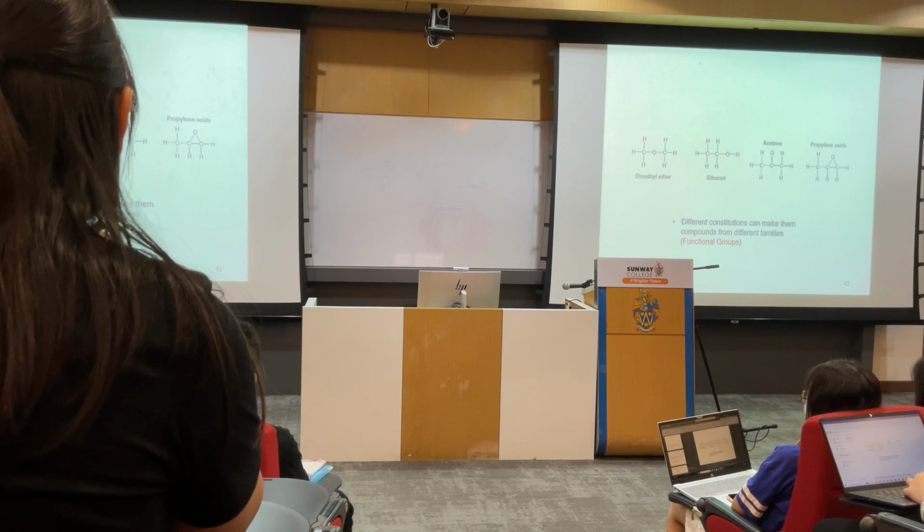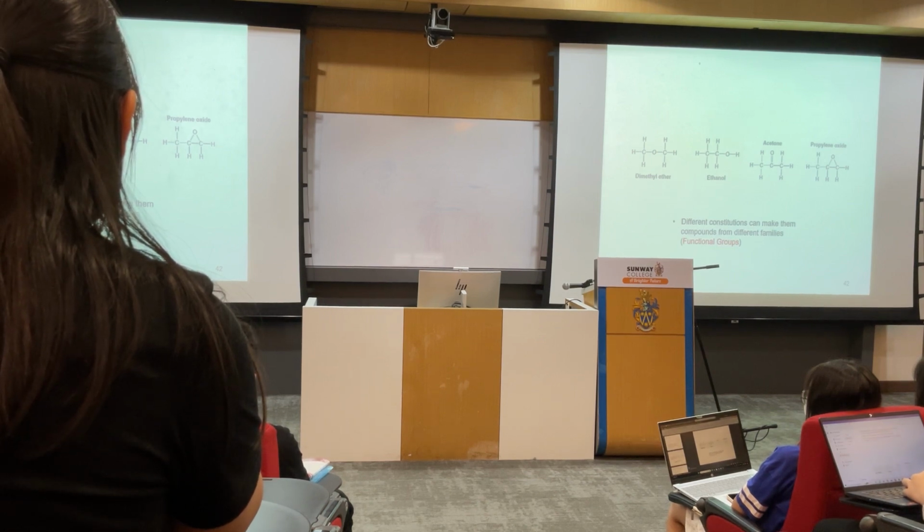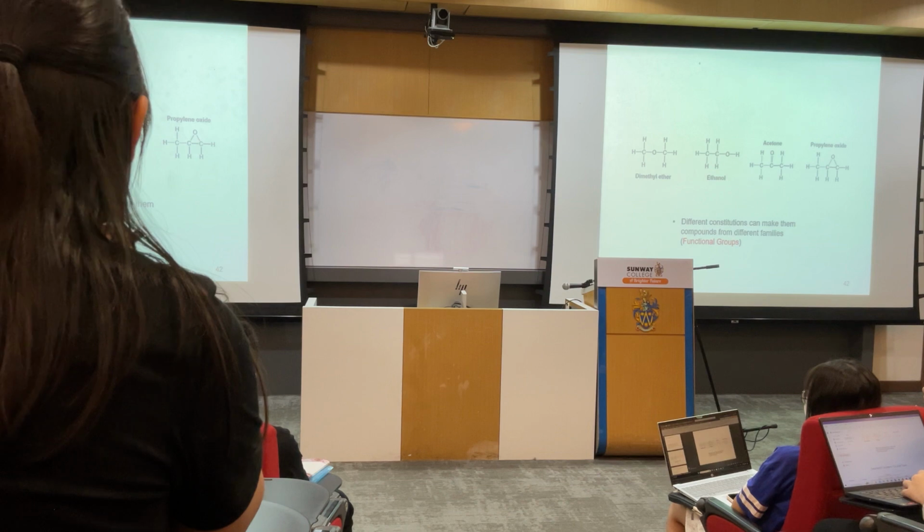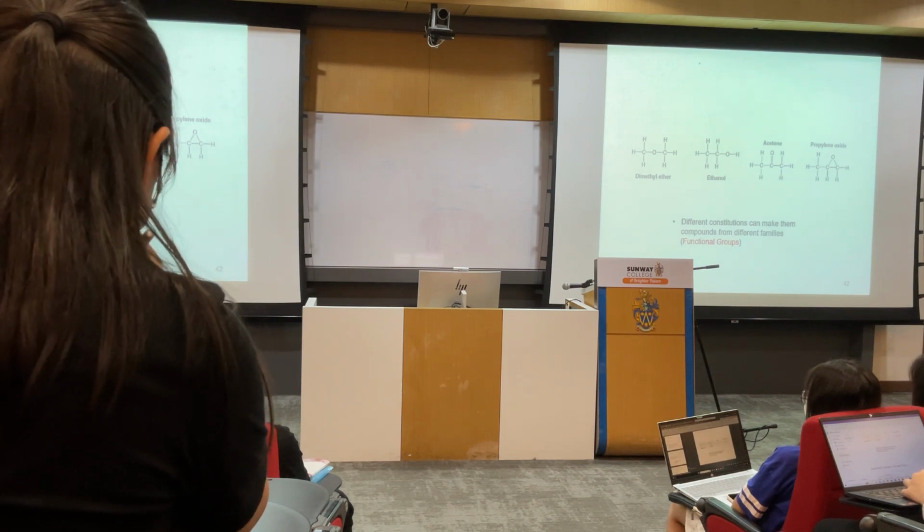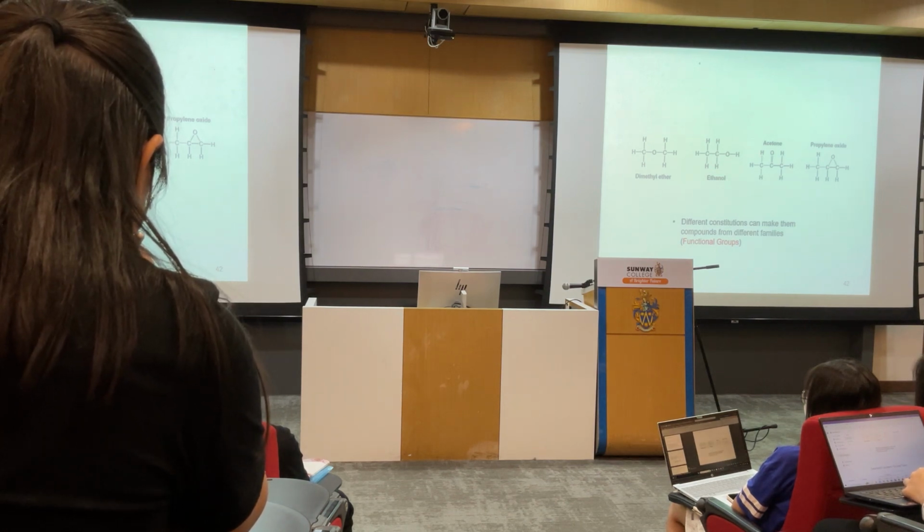And that's why their name is also quite different. Like in the previous example, all of them were pentane, right? But here this is called dimethyl ether and this is called ethanol. The reason for that is that they are from different families now. And those families are called functional groups. And based on different functional groups, in some texts, you can also find their definition to be called functional group isomers.